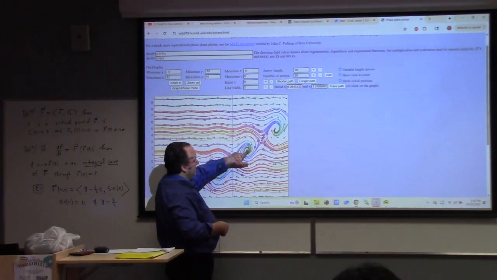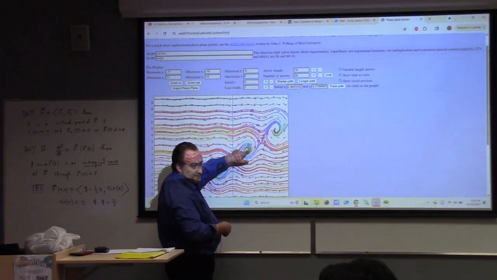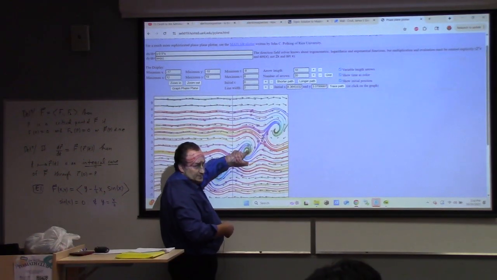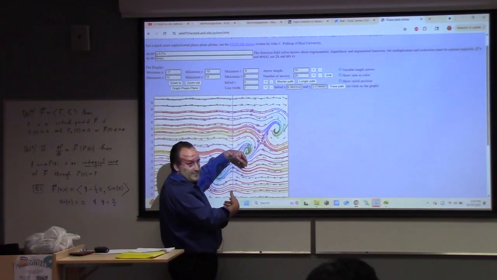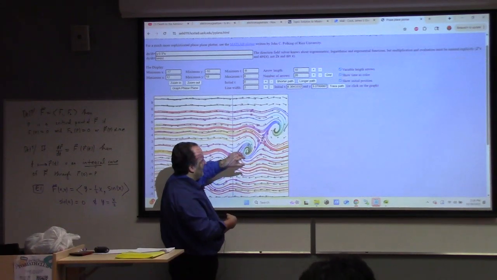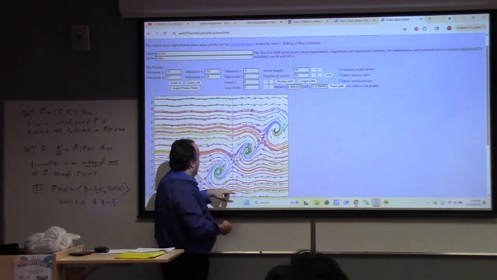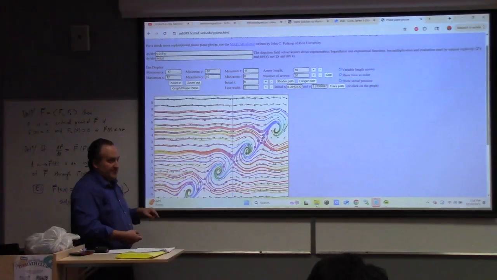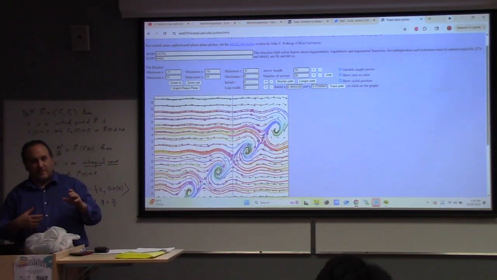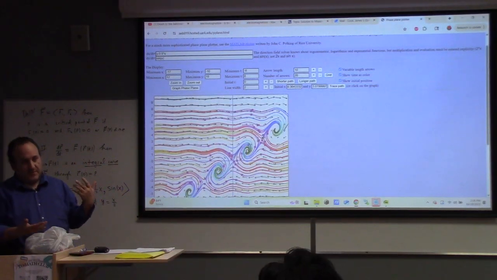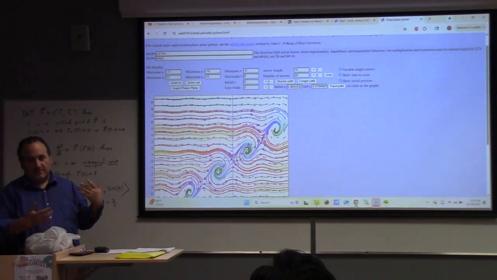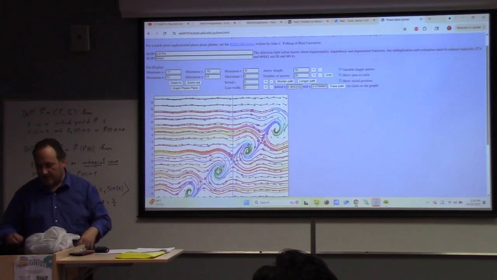These guys, if you take the solution at this point and give it a little nudge, it's just going to spiral back in. So this is a stable spiral. This is also a stable spiral, stable spiral, stable spiral. On the other hand, if you had a spiral that spiraled out, it would be an unstable spiral, right? These are different behaviors that we could have for a vector field.